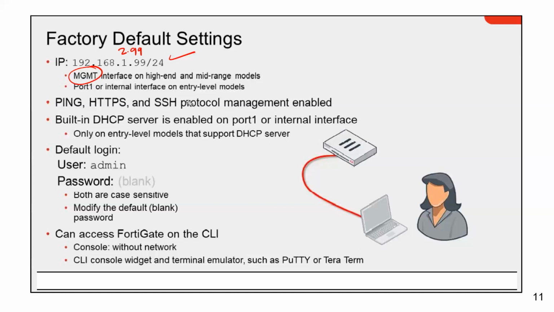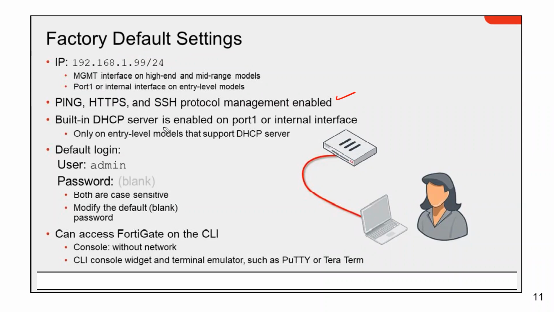Port 1 or internal interface on entry level, that's fine. Yeah, so port 1. Again, if you have an entry level firewall, you will not have an MGMT port. There you will have port 1, and over there you will have the IP 192.168.1.99. Ping, HTTPS, SSH protocol management are enabled by default. It's not that you have to go ahead and enable ping, HTTPS and SSH. These are enabled by default.